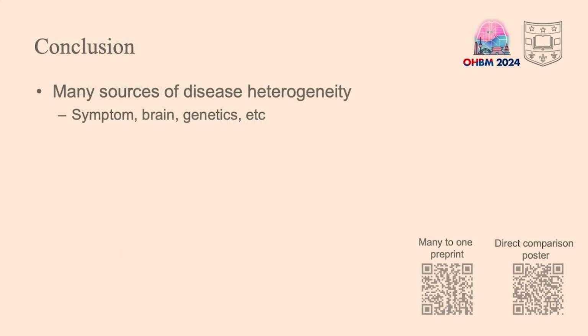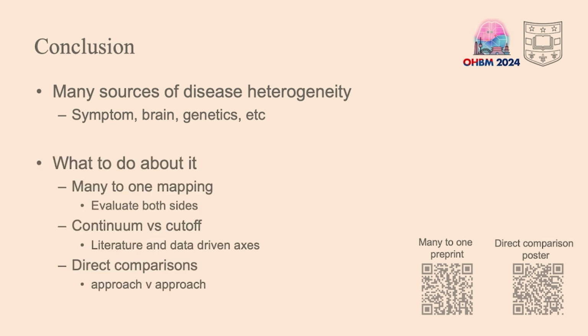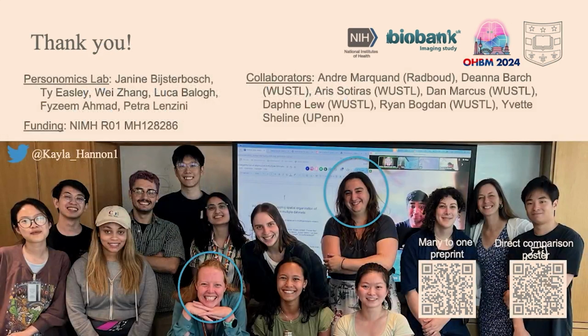So just to summarize everything I've talked about so far, there are many different sources of disease heterogeneity, and there are things that we can do about them, and again, these are just a few to get your mind thinking about it. And if you have any more questions about the stuff that I worked on, I have this, and then the QR codes are still there.